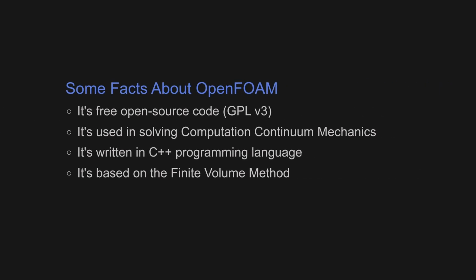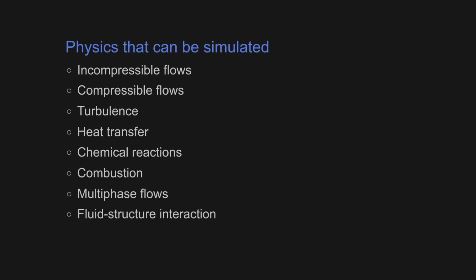Here's some information you should know about OpenFOAM. It's a free open source code, meaning anyone can access, use, and even modify it to fit their needs. It's used in computational continuum mechanics, written in C++, and based on the finite volume method. Before learning OpenFOAM and diving in, it's good to know what kind of physical phenomena you can solve. And actually, OpenFOAM is a multi-purpose code, so it can be used to solve different problems, things like compressibility, turbulence, heat transfer, and more, as you can see in this list.